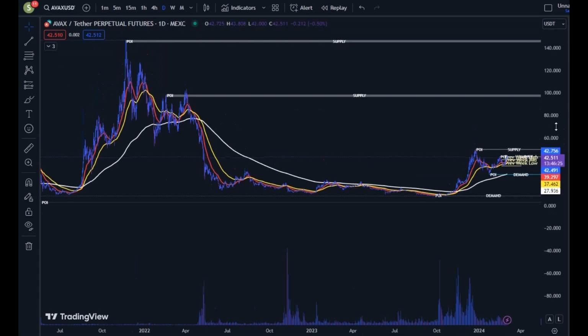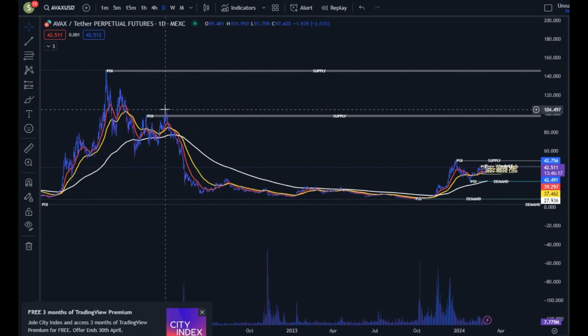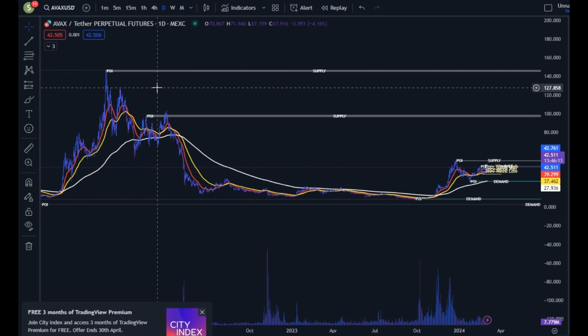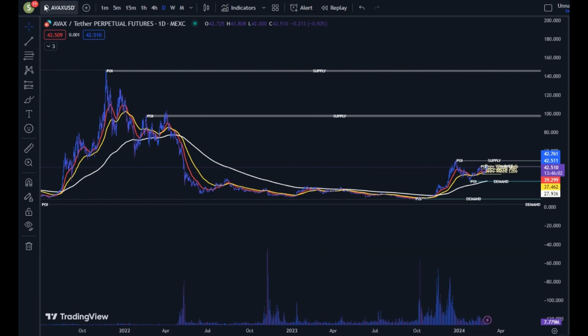And if you have a look here, you've got a lot of areas. You've got one here at $69. You've got another area here at $99. And you've got another area at $127. And then the all-time high, $146. So take a look at that trade.